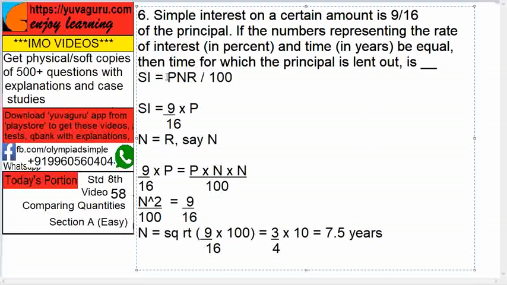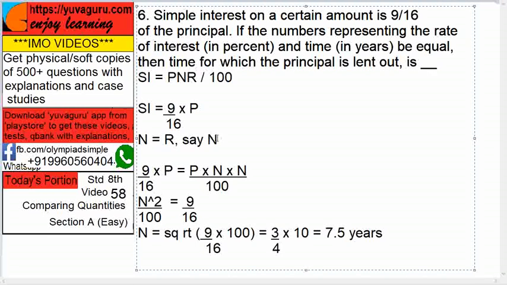Now what is simple interest? PNR upon 100. What is P? Principal. N is period in years, and R is rate of interest in percent, right, upon 100. But what is given? Simple interest is given as 9 upon 16 of P. Okay. And what is given? The period and the rate are same. So N equals R.